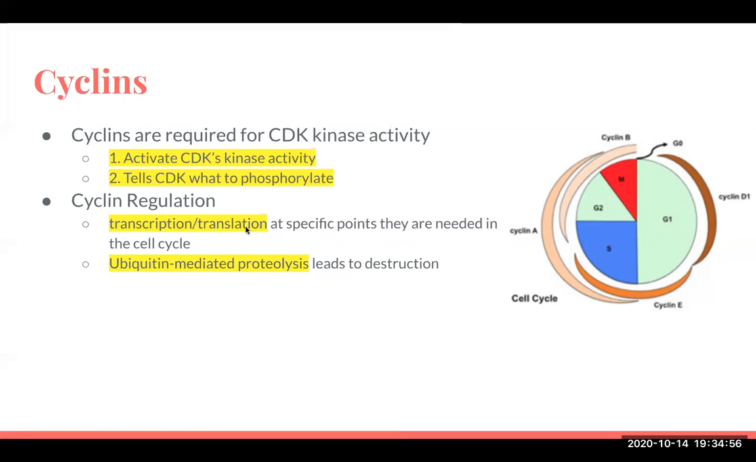You can make more or less of them by regulating transcription and translation at specific points, or you could destroy cyclins by ubiquitin-mediated proteolysis. We talked about that a little bit during the first exam, but that's pretty much just tagging a protein with ubiquitin, and when it's tagged with ubiquitin, it's destined to go to the proteasome for destruction.